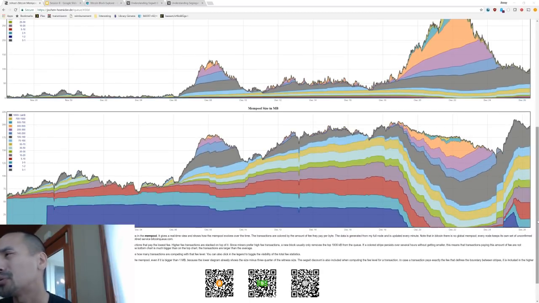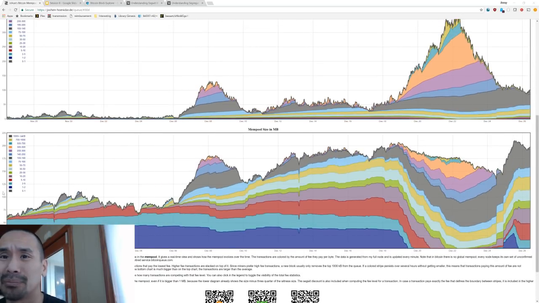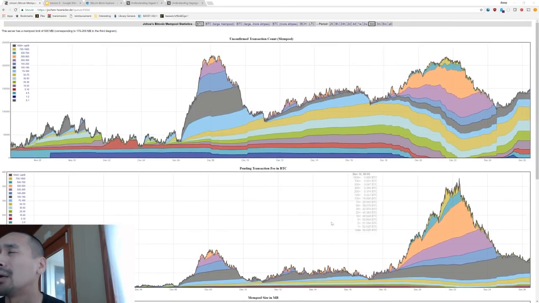The actual mempool size is over 500, or a couple hundred megabytes here, and some of the blue ones that existed got kicked out because they were too low a fee. Yeah, the blue area is like 1 to 2 satoshis per byte, which is really low.